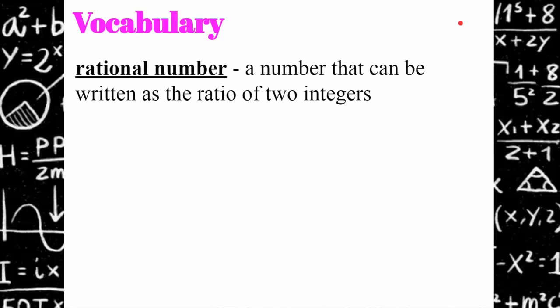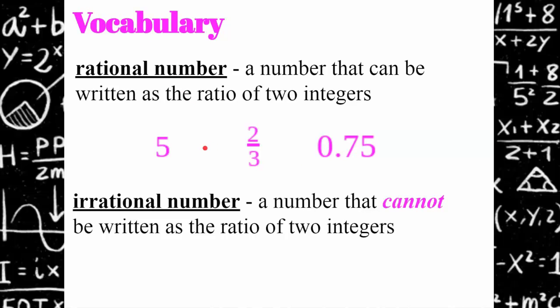First, a rational number is a number that can be written as the ratio of two integers, otherwise known as a fraction. Here are examples, reminding you that 5 can be written as 5 over 1, 2 over 3, and 0.75. Even though this is given in decimal form, we know that's 75 hundredths, which simplifies to 3/4, a ratio of two integers.